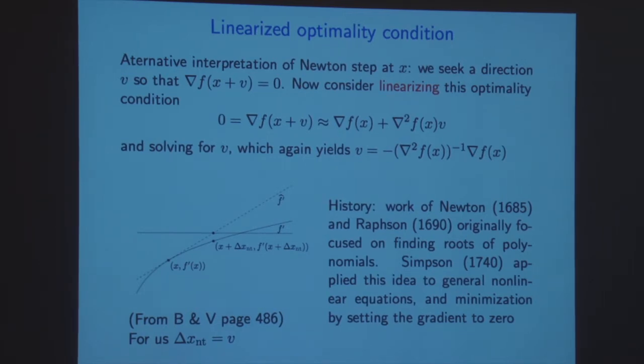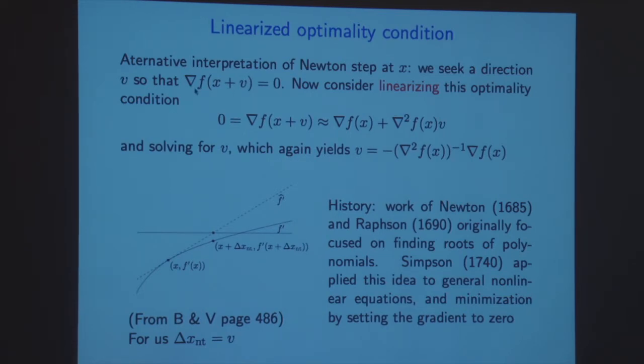that linearized system. So when we're at x, we're seeking some direction v, so that when we take a step in that direction, the gradient is 0, because we're assuming that f is smooth and convex. There are no constraints. This is a characterization for optimality. So we're looking for the direction v that makes the gradient of f at x plus v equal 0. This is in general a nonlinear equation in v.